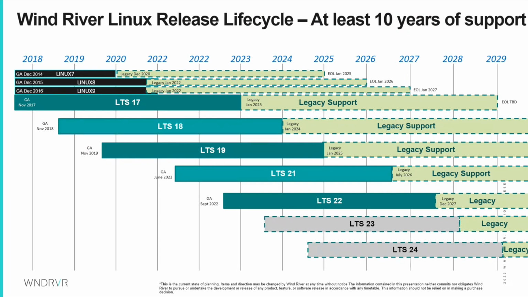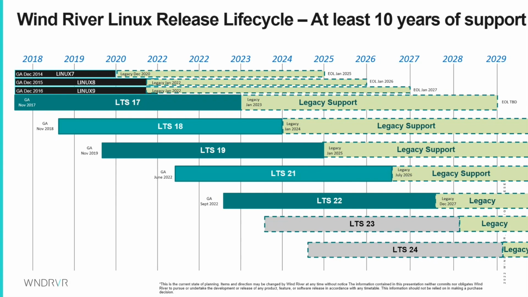So I mentioned that long-term support is important for embedded environments. And this just gives you an overview of the Linux releases that have been out there. This isn't all of them, but it's quite a few of them. And you'll see that, for something like LTS 21, that support is going to go out there for at least 10 years, so out there to 2032. Same thing with the earlier versions.